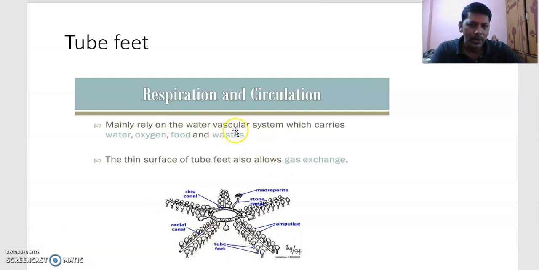This is the water vascular system, the ambulacral system, which is the unique system of the echinoderms. Here there are tube feet. They also help in locomotion. Tube feet also help in exchange of gases. Observe this, the thin surface of tube feet also allows gas exchange.